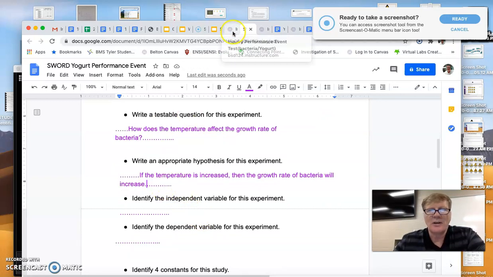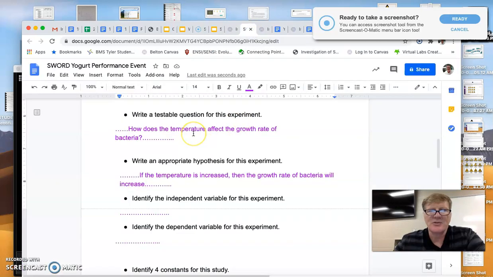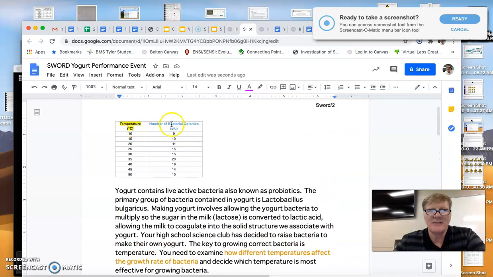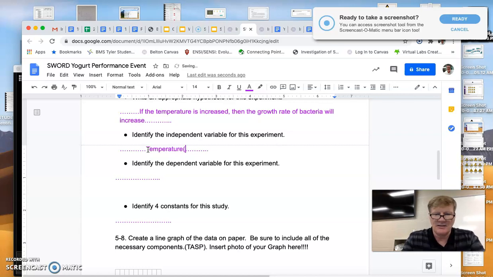So real quick before I go on, I'm going to come here and check. My testable question needs to say, how does the IV affect the DV? Let's see, did I do that? How does the temperature affect the growth rate of bacteria? Remember I said my IV and my DV. I'm going to go ahead and write those here. My independent variable is temperature, and it's in Celsius, and then growth rate of bacteria, and it's in CFUs.